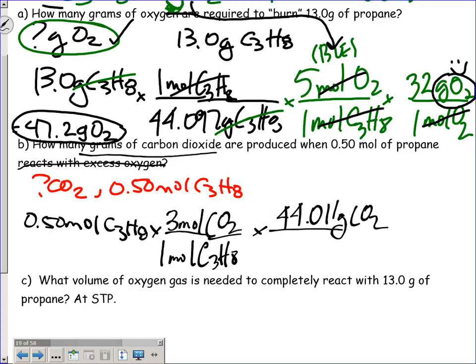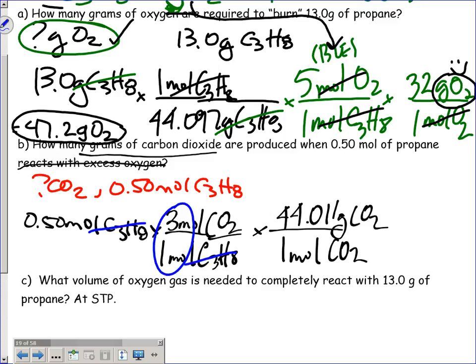CO2. So she went from, she said, I'm in moles. If I'm in moles of something and I want to get to moles of something else, there's one relationship there, and it's the balanced equation. So she used her mole ratios of 3 to 1 from the relationships we had in our reaction. And then moles of propane canceled.